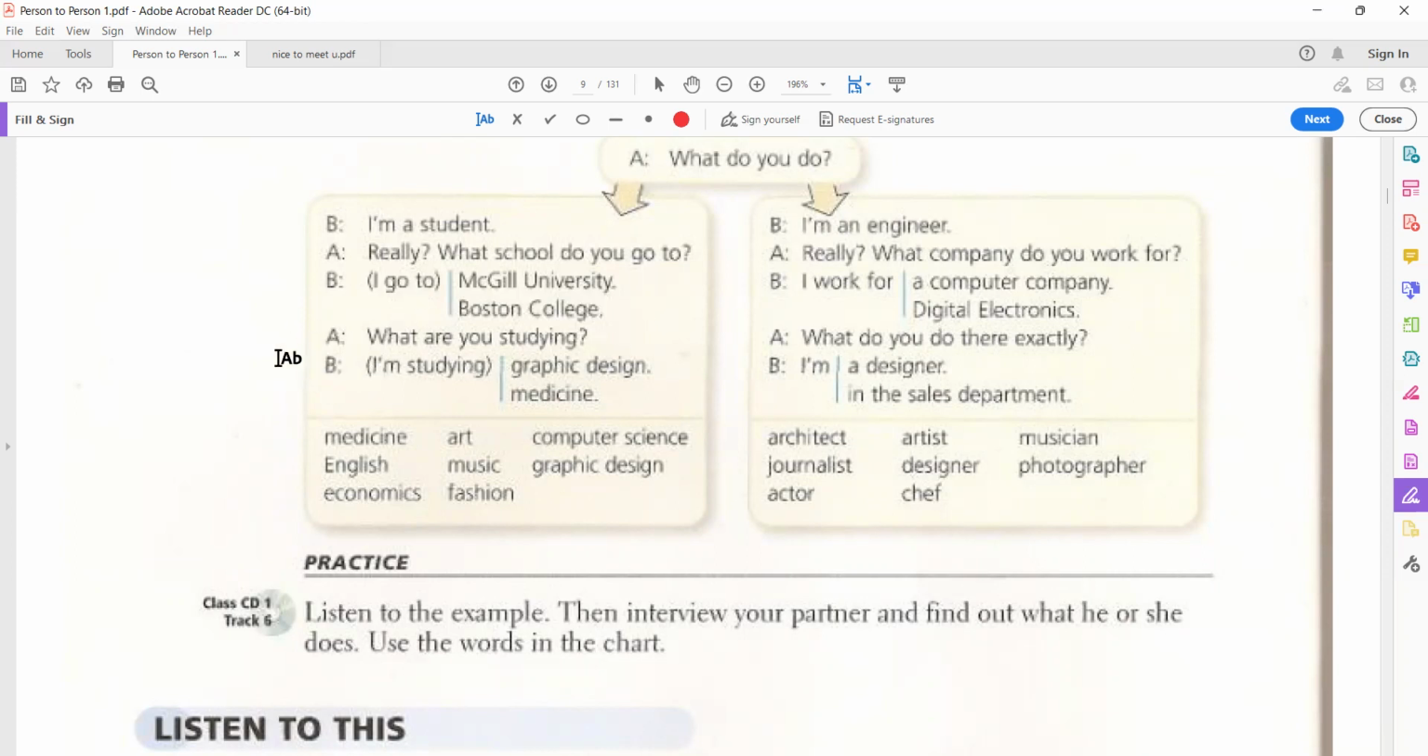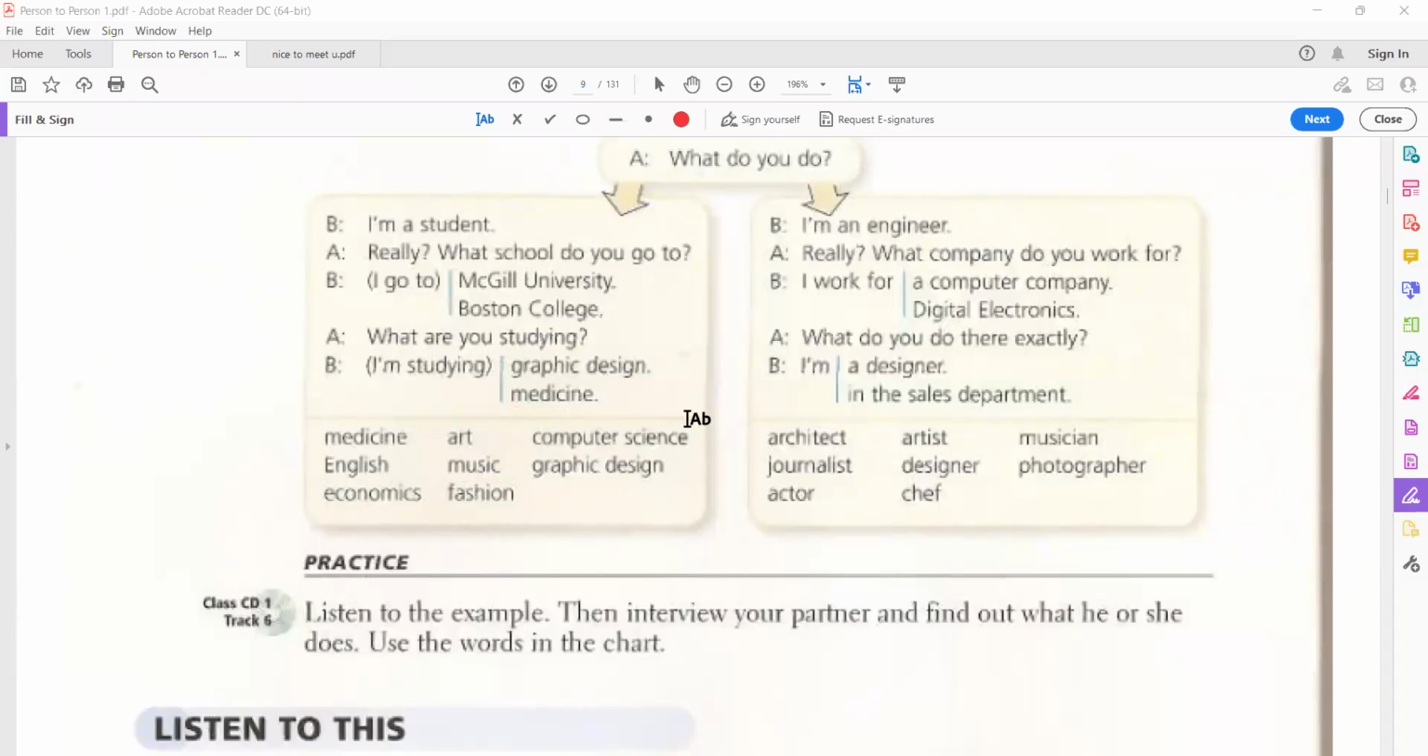And then you can ask even more questions like, what are you studying? So if I say I'm a student, I want to know what you're studying. Are you studying medicine? Are you studying music, economics? Okay, so I have to ask more.